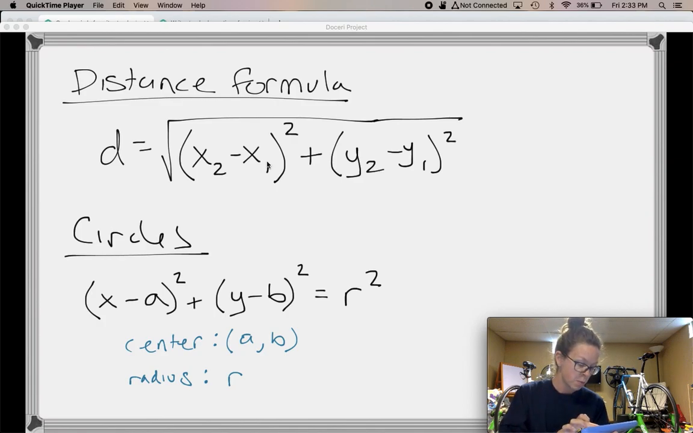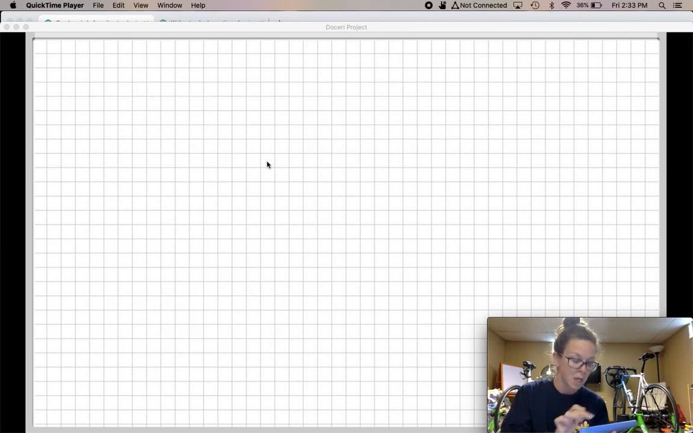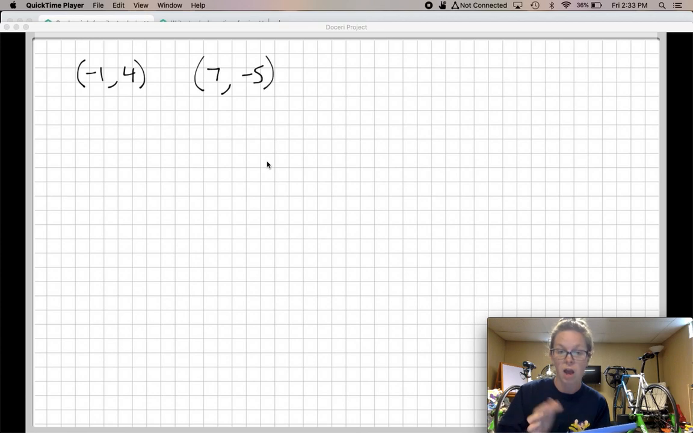So I'm going to bring up a graph to talk about distance here. And so in distance, let's say there's kind of 3 different ways that this problem could be given to you. One way it could be given to you is that it's just going to give you 2 points. So it might say -1, 4, and 7, -5, for example. And we want to find the distance between those 2 points. This is one way that the problem might be given to you. Okay, 2 different ways that we can solve this.